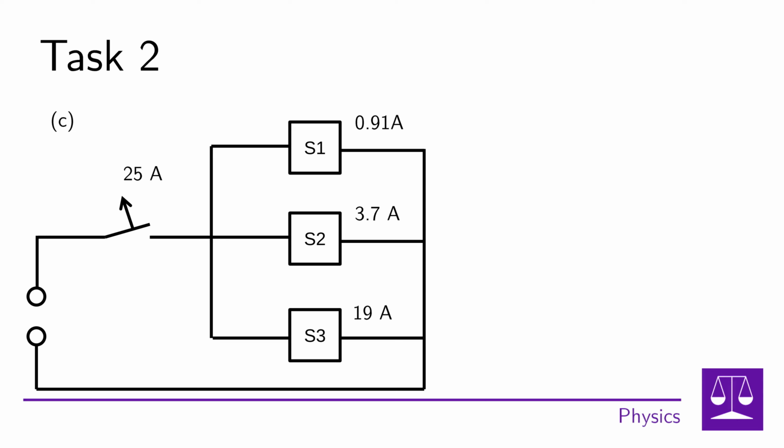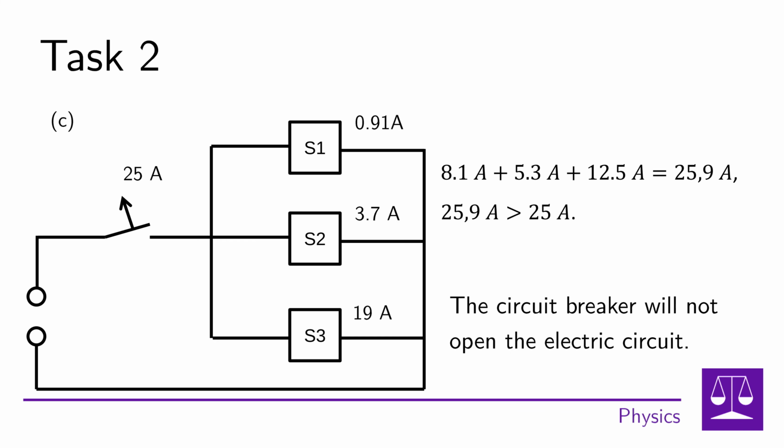In the case of C, we have three appliances that consume an electric current of 0.90 of an ampere, 3.7 amperes and 19 amperes. So let's add up the consumption of the appliances again. 0.90 amp plus 3.7 amps plus 19 amps gives a total of 23.60 amps. Thus, all three appliances together consume 23.6 amperes. This is less than the rated current of 25 amps this time. So the circuit breaker will not open the electrical circuit.